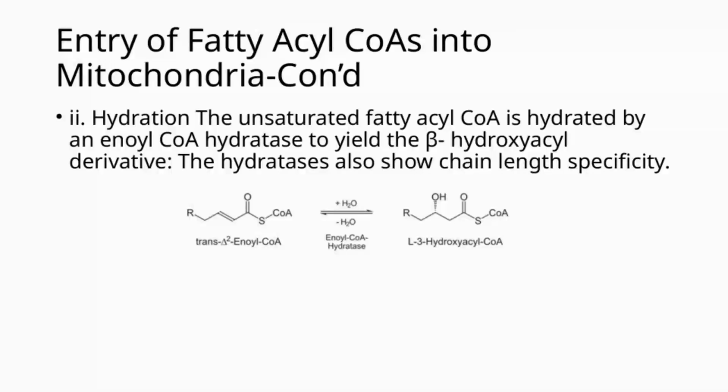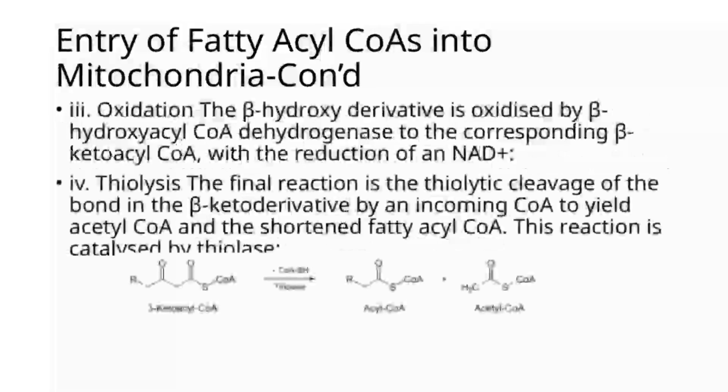Now, let's look at the next steps in the beta-oxidation process. First, the oxidation step involves the conversion of the beta-hydroxy derivative into a beta-ketoacyl-CoA. This is carried out by the enzyme beta-hydroxyacyl-CoA dehydrogenase, and during this reaction, NAD+ is reduced to NADH. This step is crucial because it prepares the molecule for the subsequent cleavage.